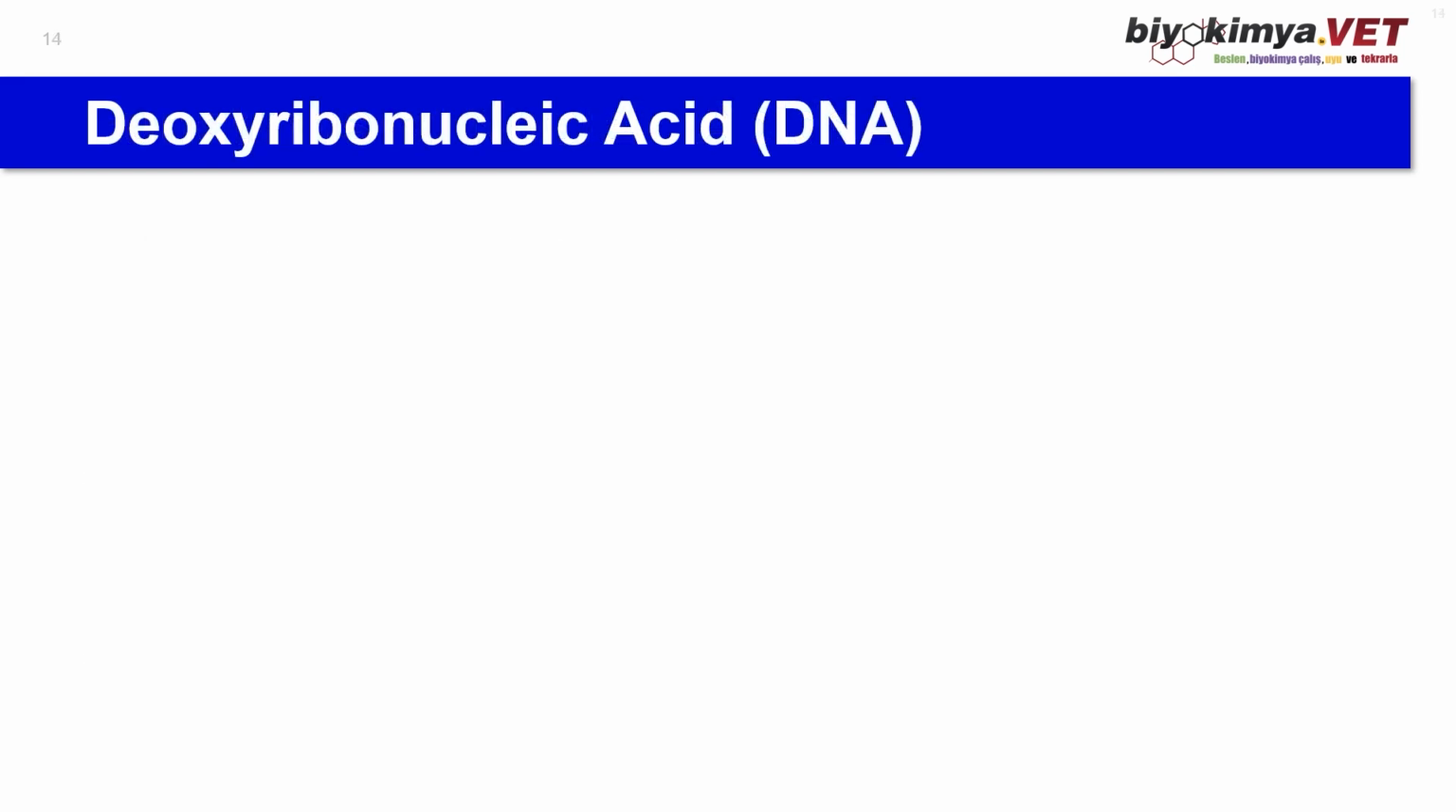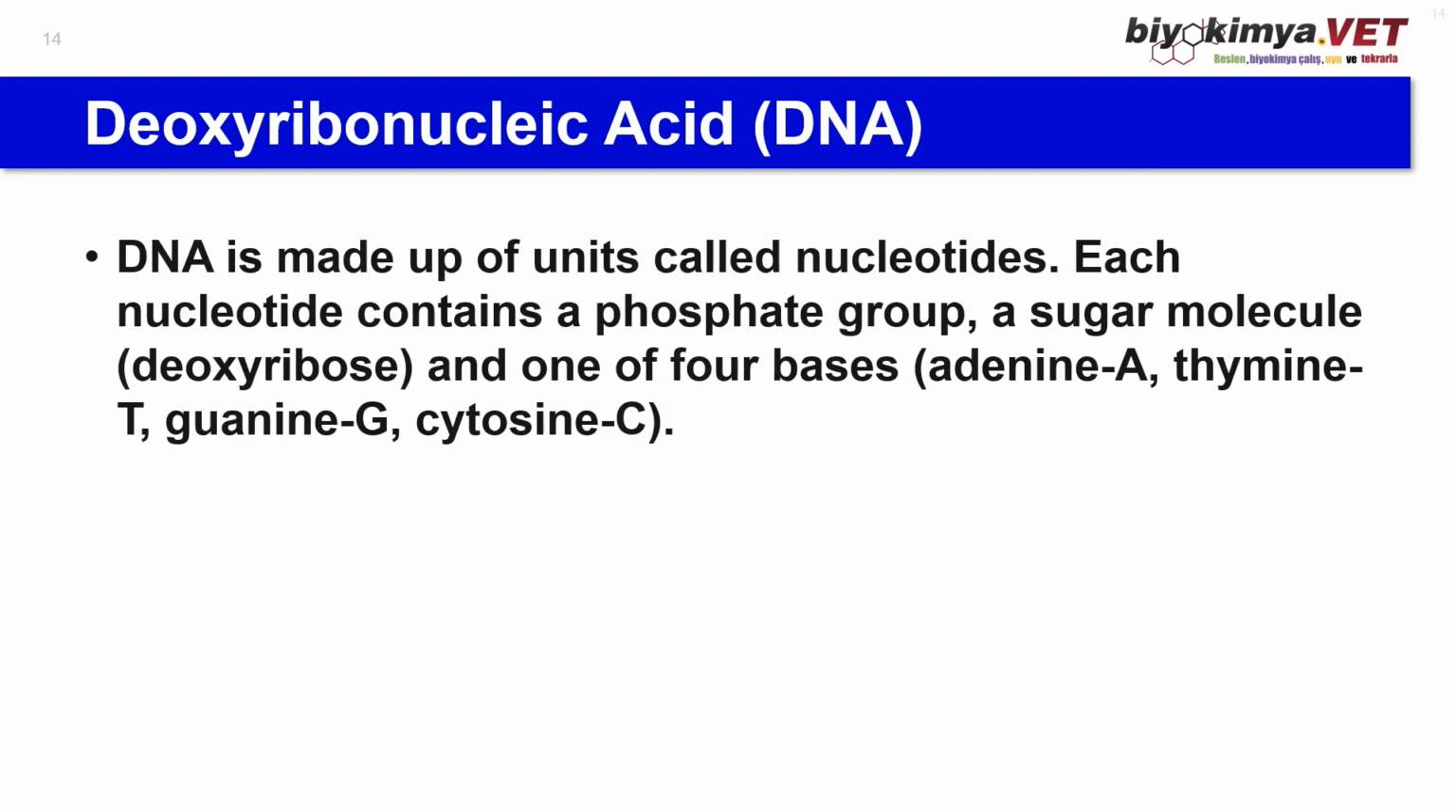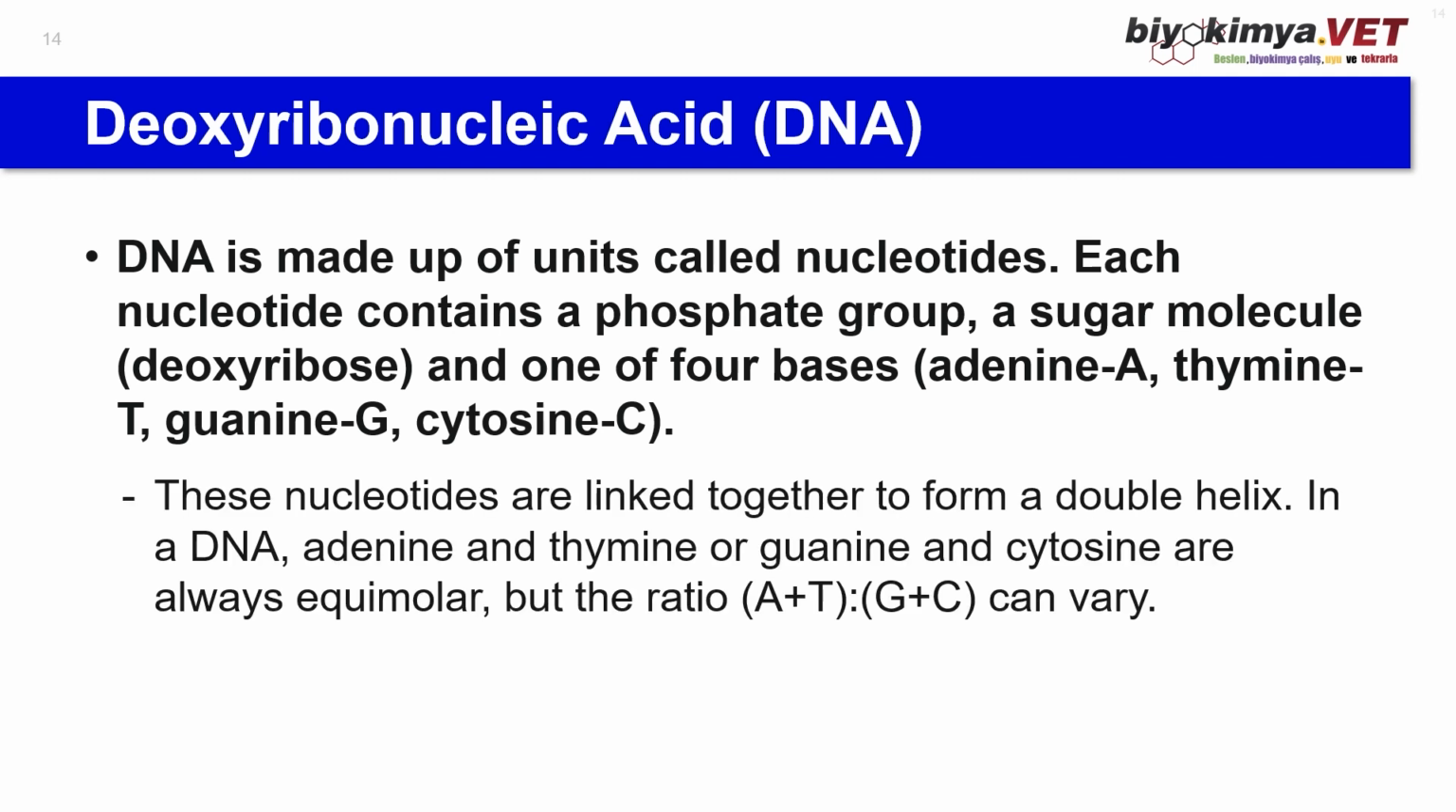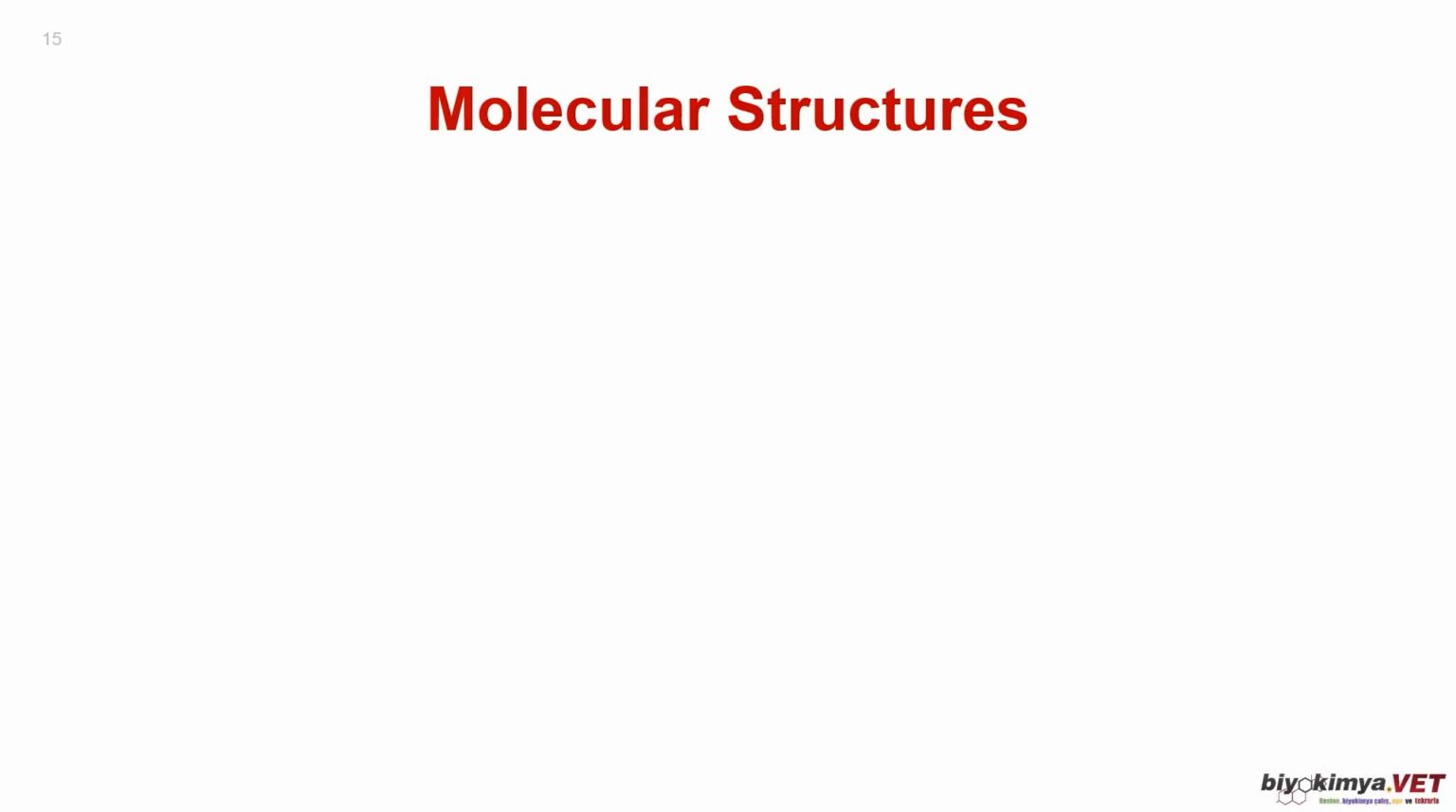Let's talk more about DNA, deoxyribonucleic acid. DNA is made up of units called nucleotides. We know each nucleotide contains a phosphate group, a sugar moiety, which is deoxyribose, and one of four bases: adenine, thymine, guanine, and cytosine. These nucleotides are linked together to form a double helix. In DNA, adenine and thymine, or guanine and cytosine, are always equimolar, but the ratio of adenine plus thymine to guanine plus cytosine can vary. Let's look at the molecular structures of nucleic acids.